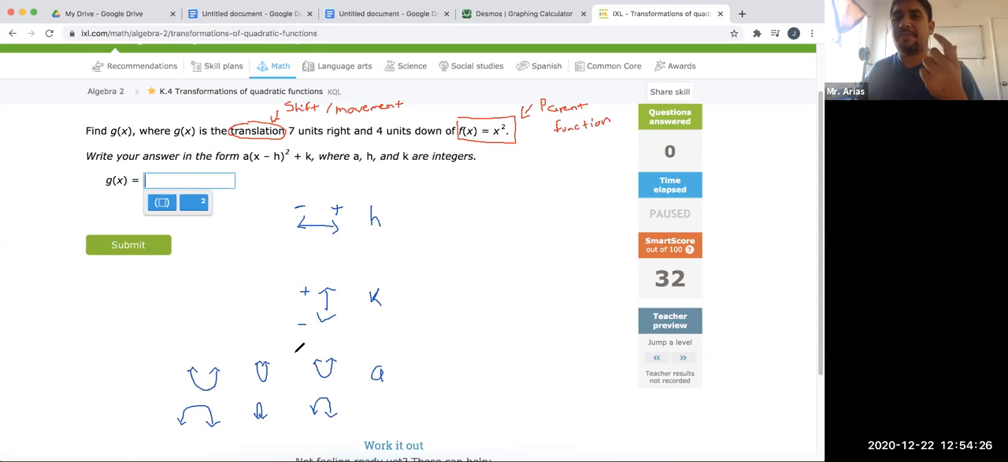And based on these values, we have to basically determine what are the values of h, k, and a. Now, all I have to do at this point is come back to the main problem. If you notice, the problem says that this function g of x reflects a translation or a shift or a movement of 7 units to the right, which basically means that the value of h is making the parent function f of x equal to x to the power of 2 move 7 units to the right hand side on the coordinate plane. That makes my value of h be a positive 7.